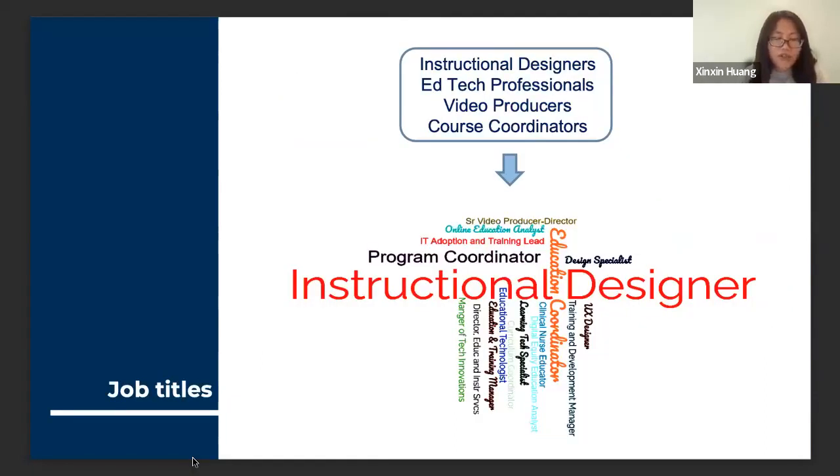While our initial members consisted mostly of instructional designers, educational technologists, video producers, and course coordinators, our group has since diversified significantly. We now have a wide range of roles, including UX designer, clinical nurse educator, digital equity analyst, and others. In fact, we have over 20 distinct working titles, reflecting a wide range of expertise across our group.